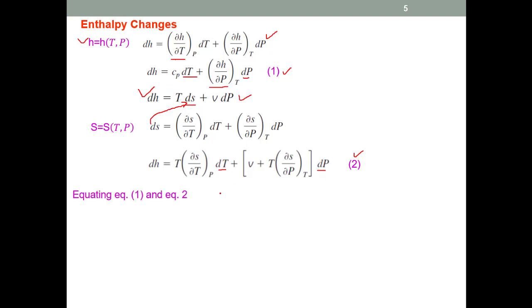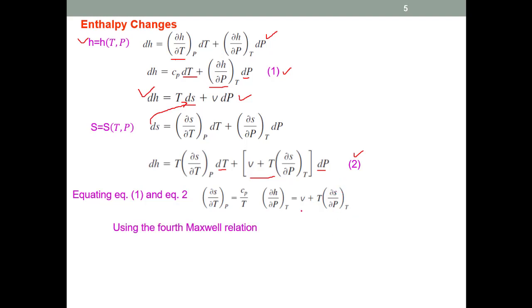So we can compare the coefficients because we have dT and dP in both. If we equate equation 1 and 2, the coefficient of dT is Cp, whereas the coefficient of dT in the other is this one. So that means Cp by T is equal to partial S by partial T at constant pressure, whereas the second coefficient is equal to this term. If we replace this using the Maxwell fourth relation, partial S by partial P is equal to minus partial V by partial T at constant pressure. So that's the second term.